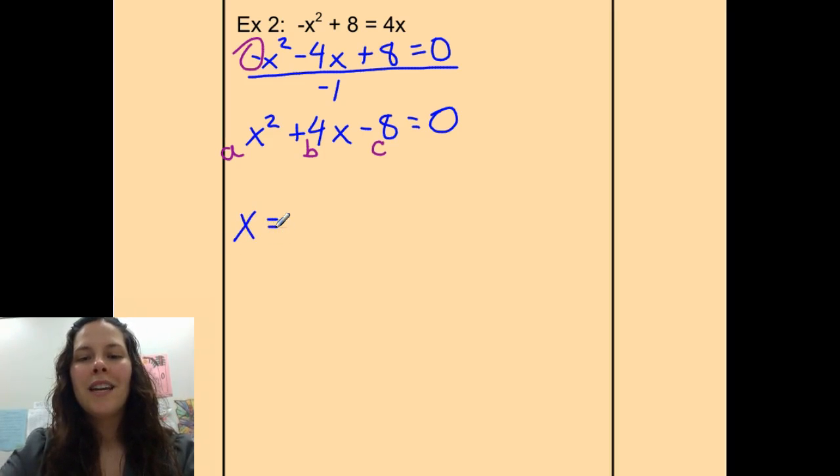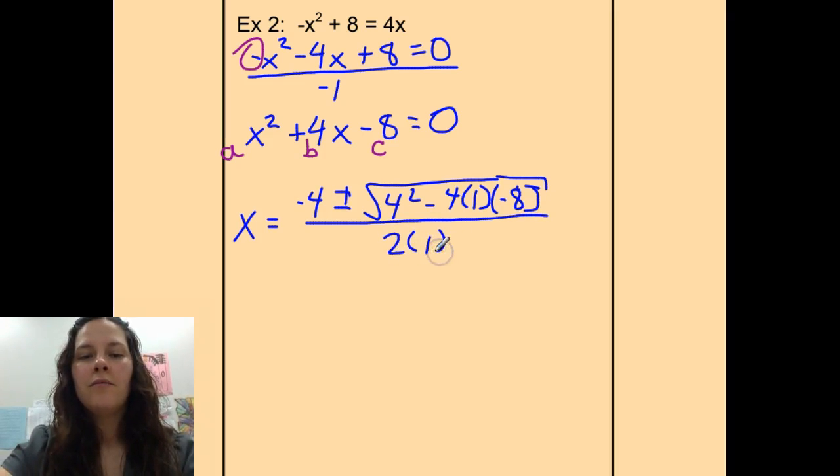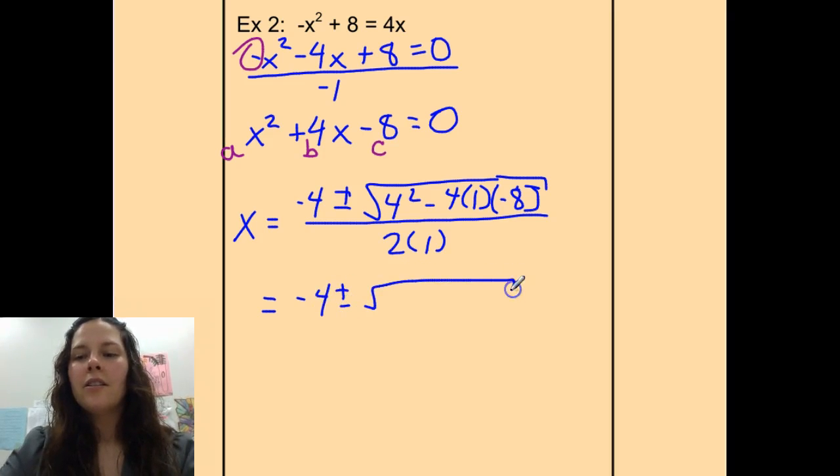X equals the opposite of b plus or minus the square root of b squared minus 4 times a times c, don't lose the negative sign on that c value, all over 2 times a. Starting to simplify, again, we're going to work inside the square root. 4 squared is 16. Negative 4 times negative 8 is a positive 32. Again, be really careful with those negative signs.